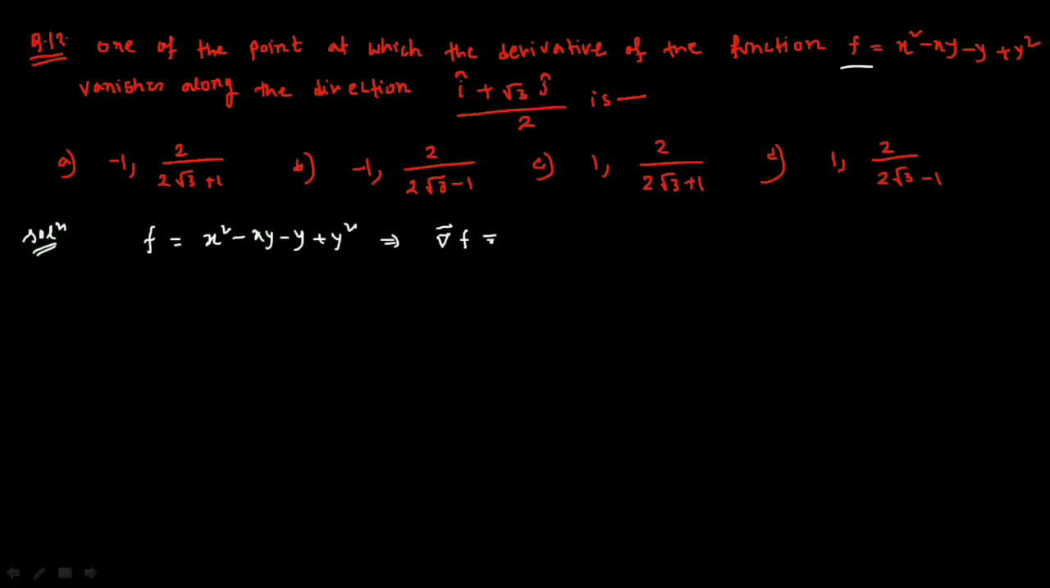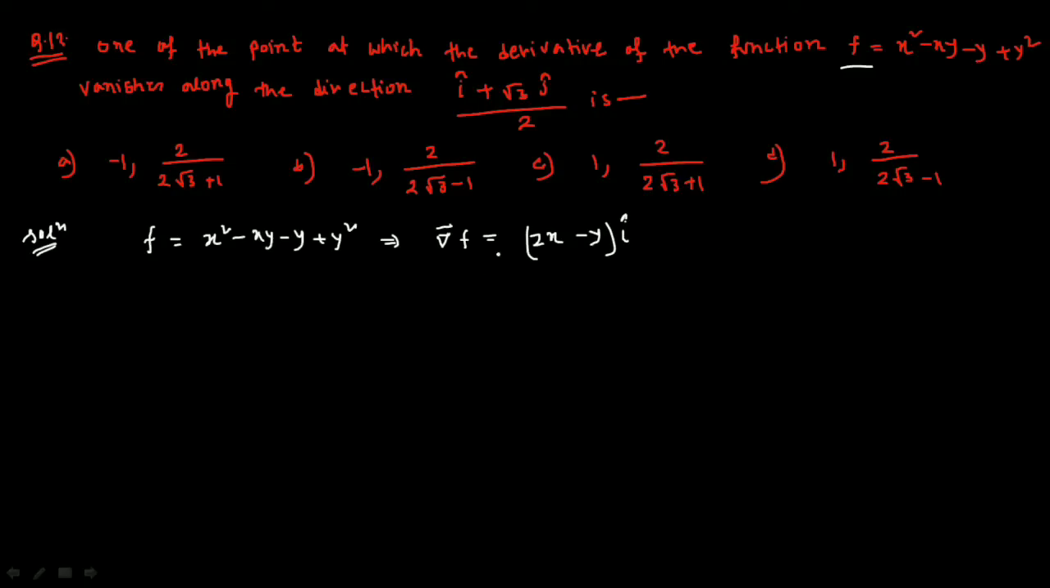So the first component will be del f del x. For del f del x you will get 2x from here, and minus y from here, and the other terms are 0. When you talk about del f del x, you have to find the terms which involve x. Here it involves x, so it will be 2x, and here differentiation of x is 1, so it will be only minus y. This will be the i cap.